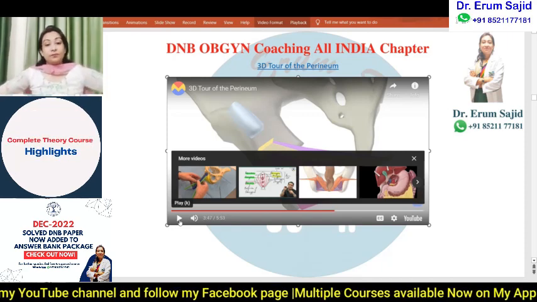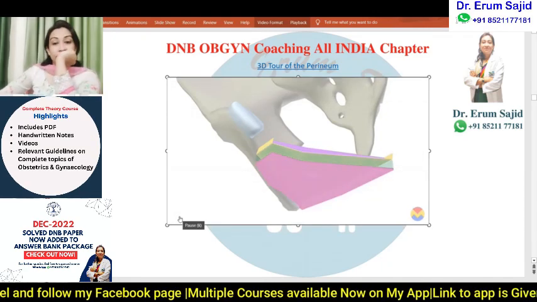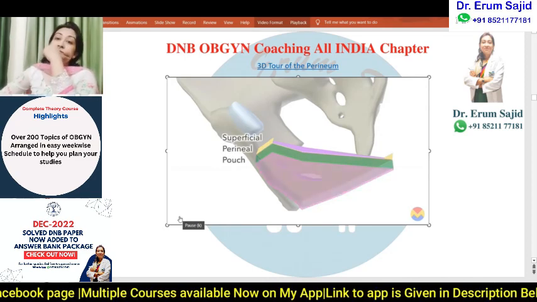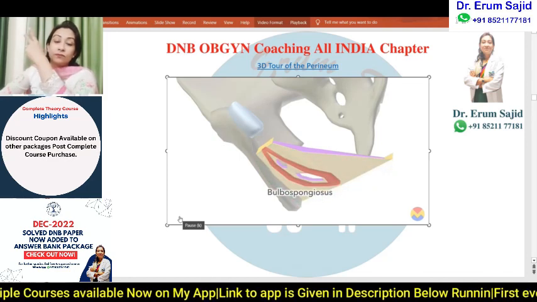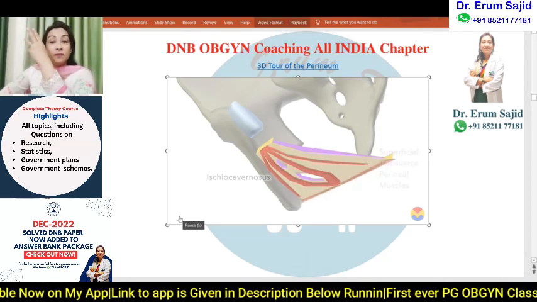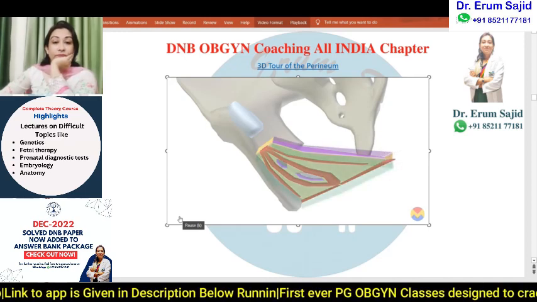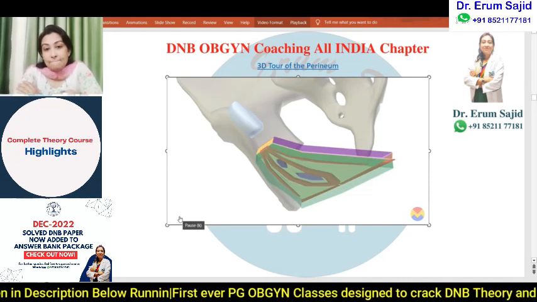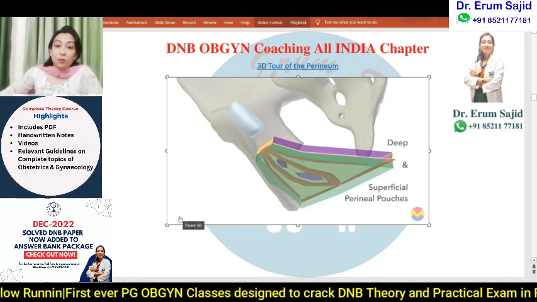You'll see now. Colles fascia. And between the perineal membrane and the relevant part of Colles fascia lies the superficial perineal pouch. This pouch contains the bulbospongiosus, ischiocavernosus, and superficial transverse perineal muscles. It also contains various erectile tissue of the penis and clitoris, plus the continuation of the urethra and vagina. So that's the superficial and deep perineal pouches. Very important.